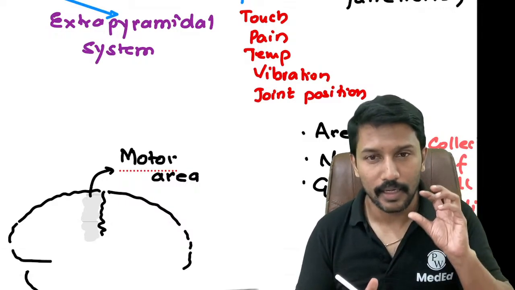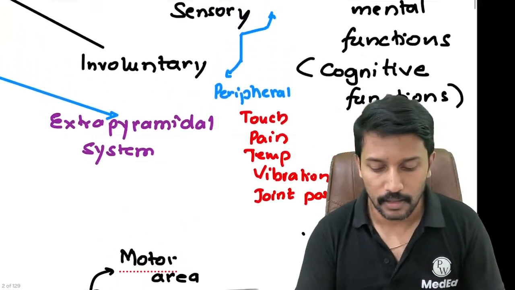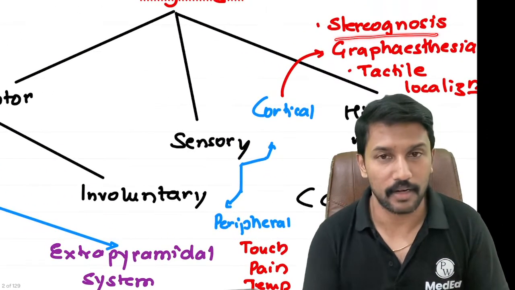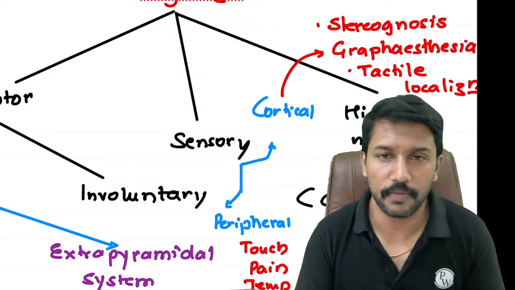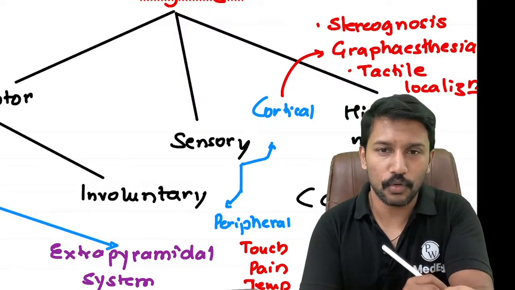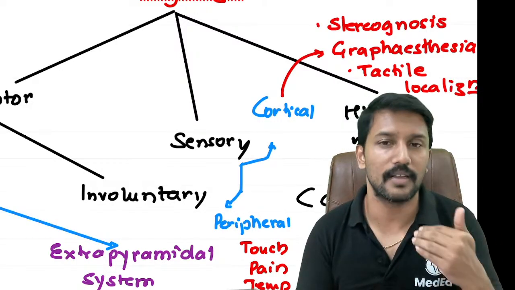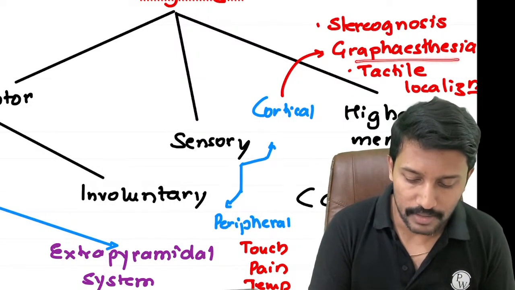So your brain interprets the position of different joints, touch and temperature data to tell you what object you are holding in your hand without looking at it. This sensation is what we call stereognosis. If I write a letter on your skin, you will be able to feel it. You can say that you wrote letter L, you wrote letter A. This sensation is what we call graphesthesia.